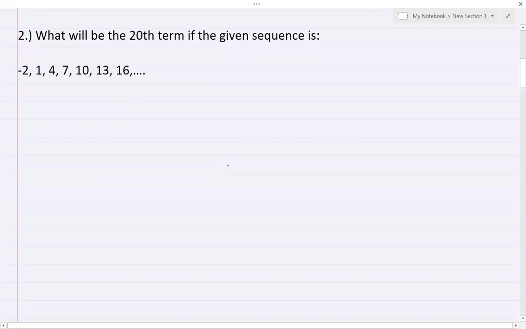What will be the 20th term if the given sequence is negative 2, 1, 4, 7, 10, 13, 16, and so on? If you see this dot, it means there are still more terms. There's no ending or stopping of this sequence. Hence, this is an infinite sequence, because it's not stopping.